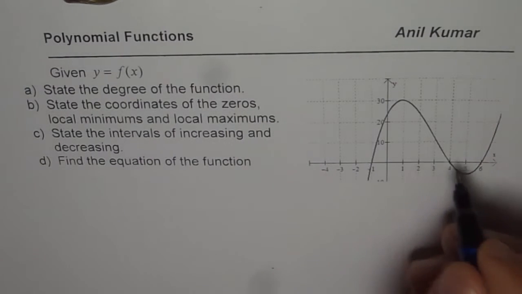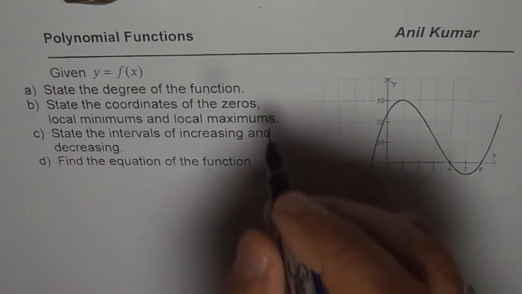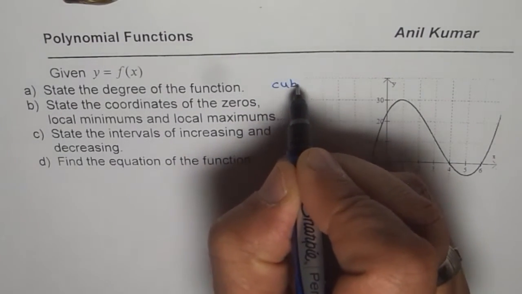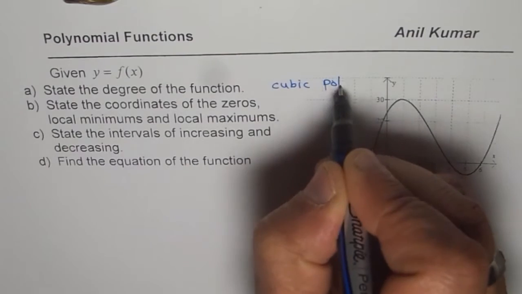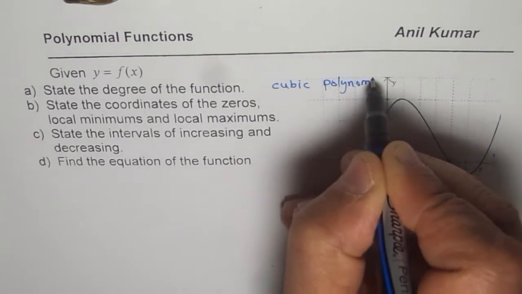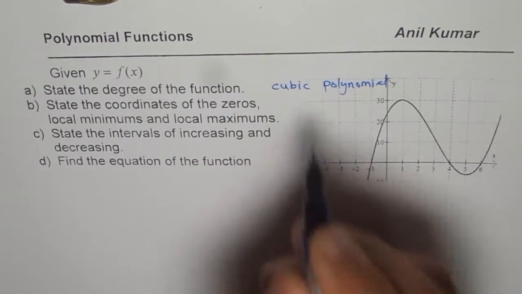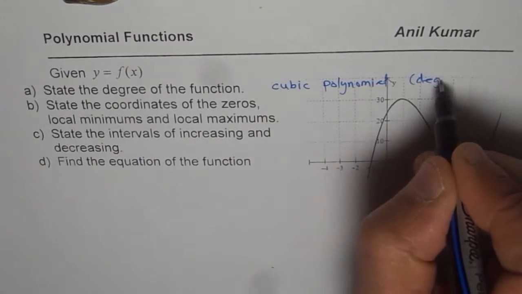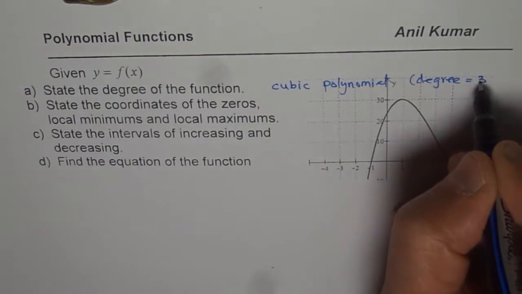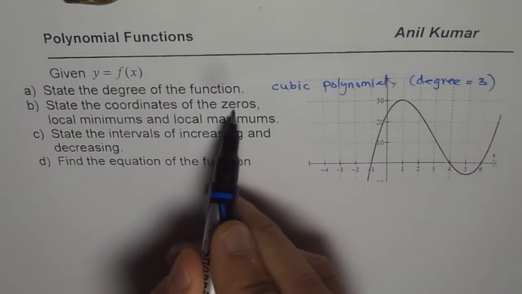As we can clearly see from the graph, it is the graph of a cubic polynomial, right? So the degree of this is 3. So the degree is equal to 3. That is the answer.